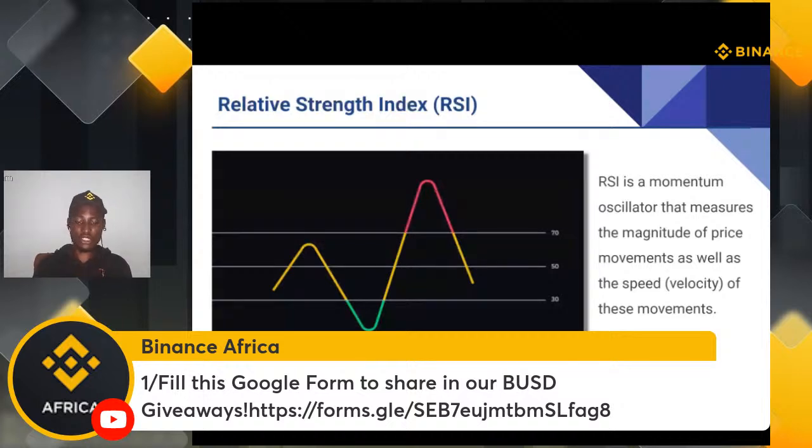A traditional interpretation of RSI is that when it is over 70, the asset is overbought, and when it is under 30, the asset is oversold. That's just the basic interpretation of the RSI. So when you have the RSI above the 70 mark, it means the asset is overbought, and when you have it below the 30 mark, the asset is oversold.